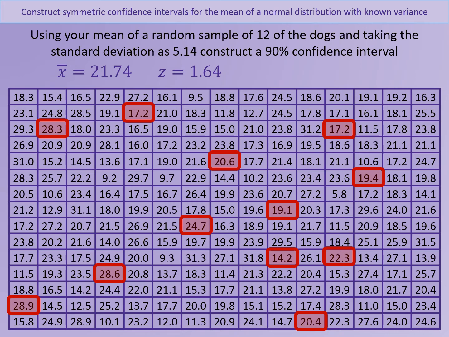As previously seen, the Z value for a 90% confidence interval will be 1.64. We were told in the question that the standard deviation was 5.14, and we are going to use n equals 12 because that is the size of our sample. Using these four values, we can now put them into the confidence interval formula to find the confidence interval.